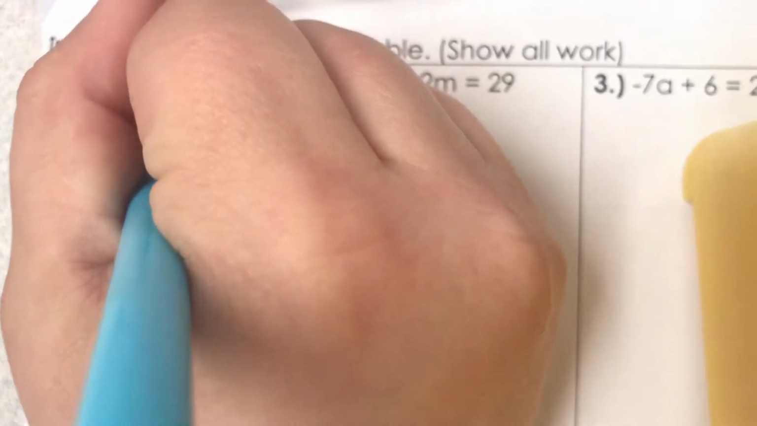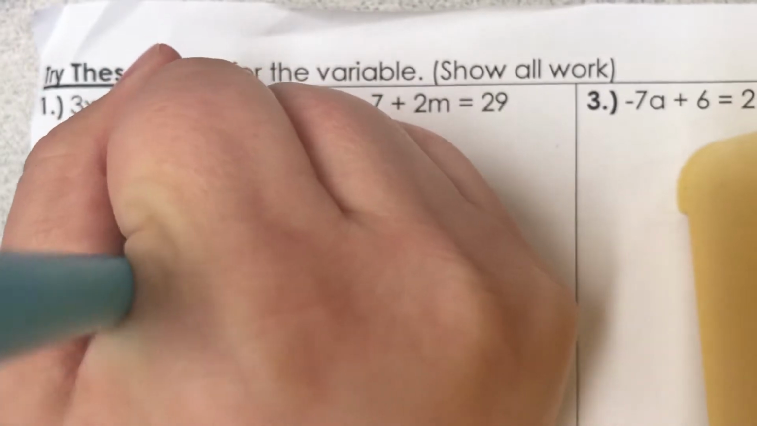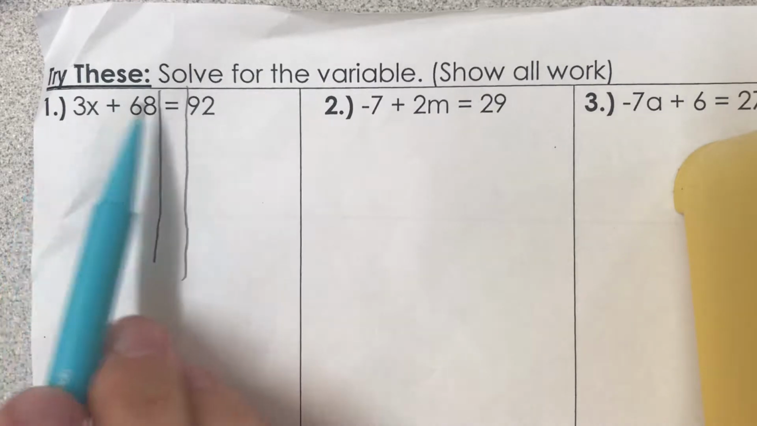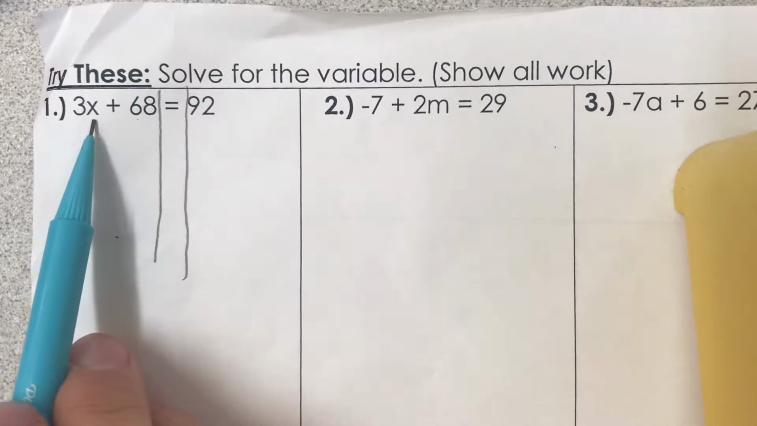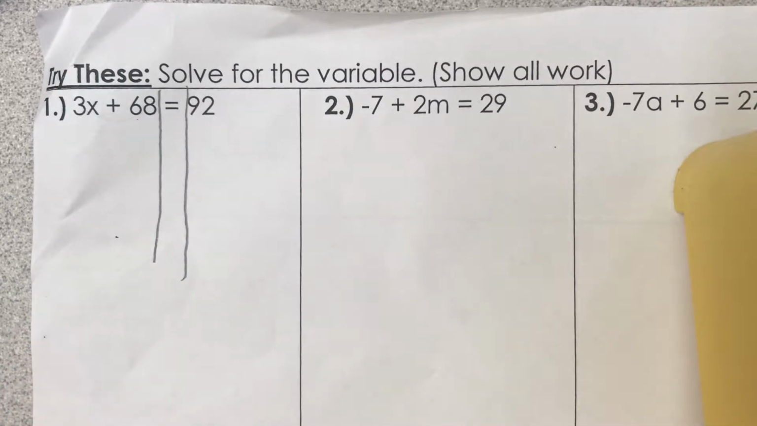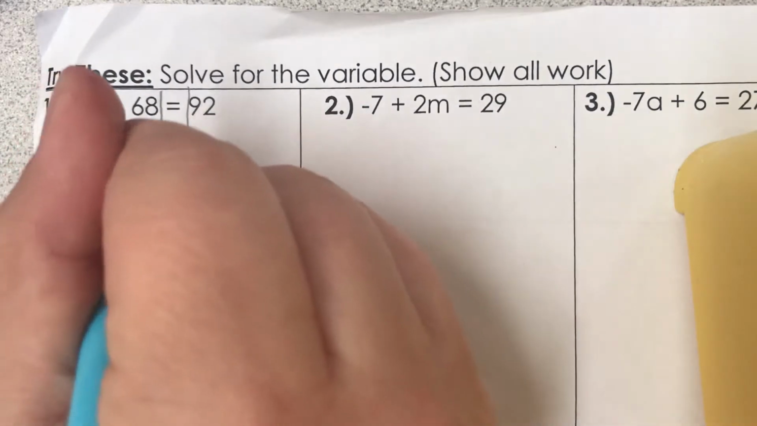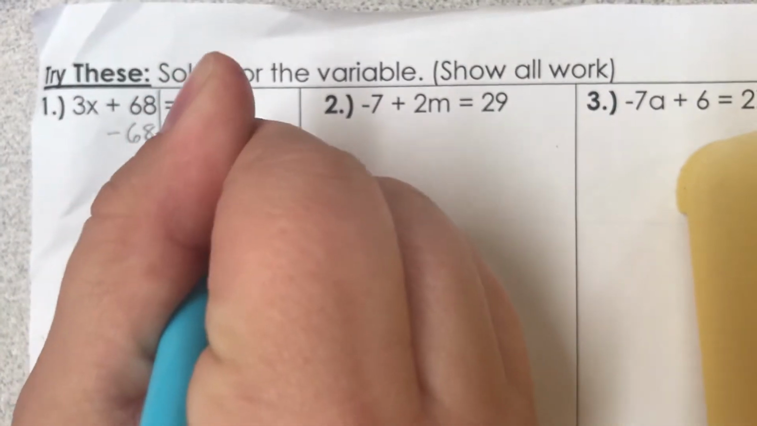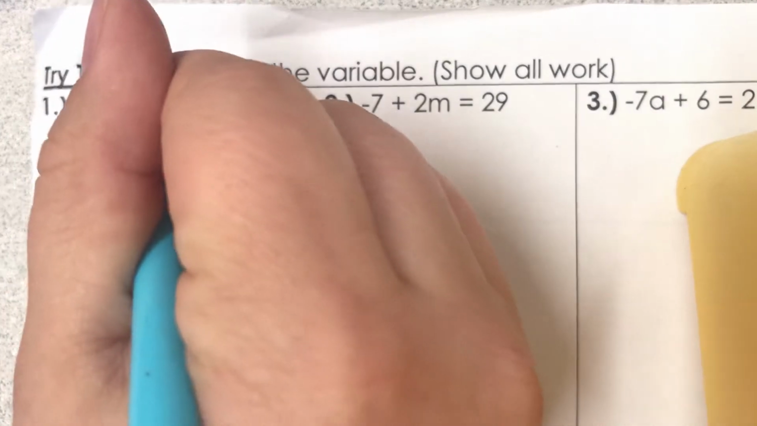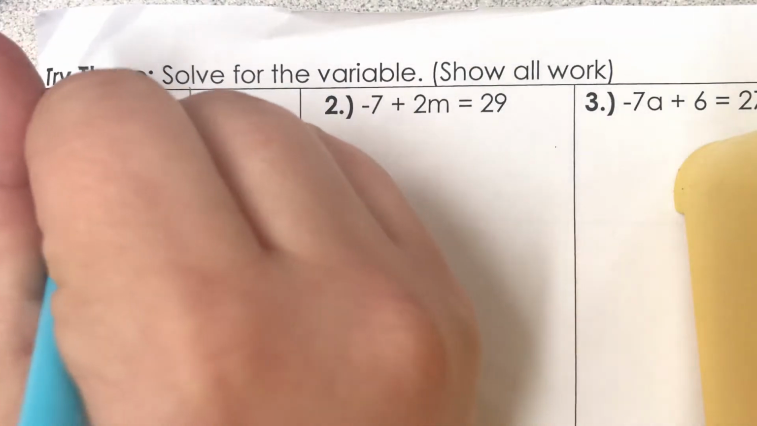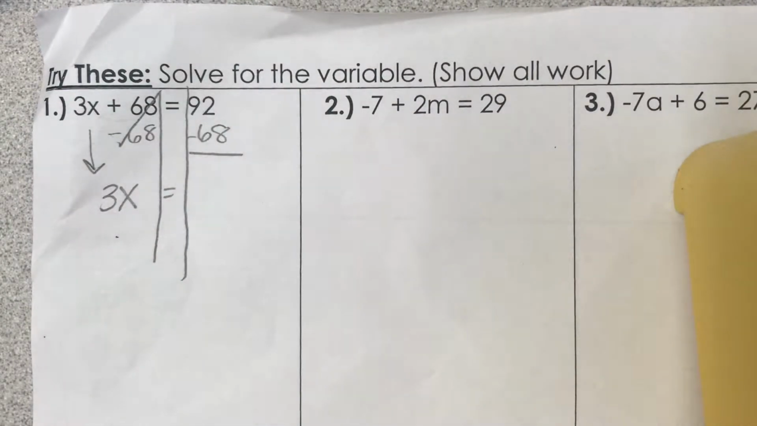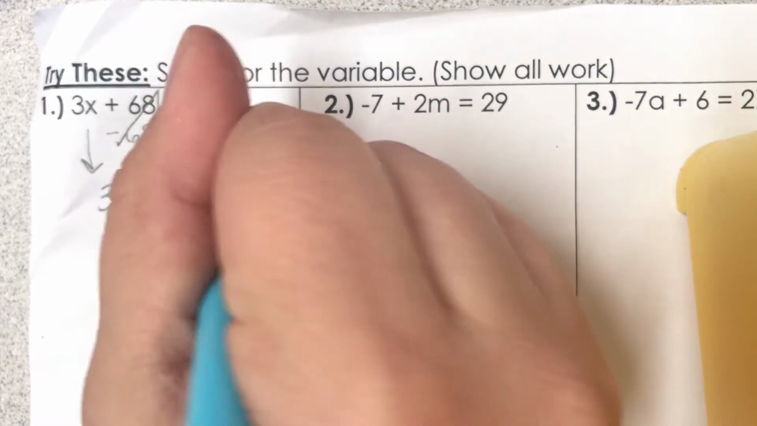Step 1, I'm going to draw the lines on both sides of my equals to keep things lined up. Now I'm going to look at the side that has my variable. On this side, I need to undo the plus 68 first. In order to undo plus 68, I'm going to subtract 68. 68 and negative 68 are zero pairs, they cancel. And I'm left with 3x equals 92 minus 68, which is 24.